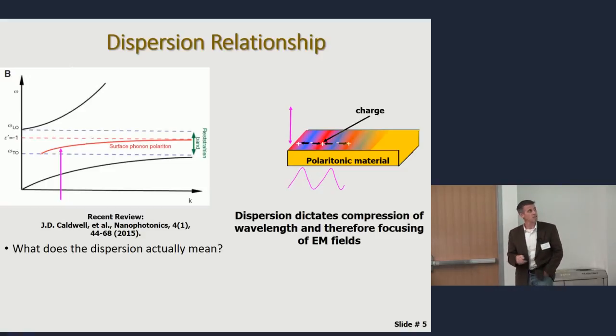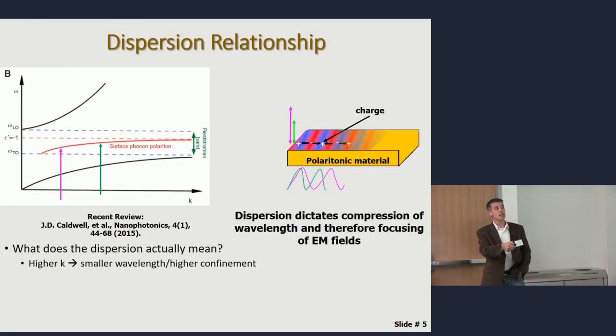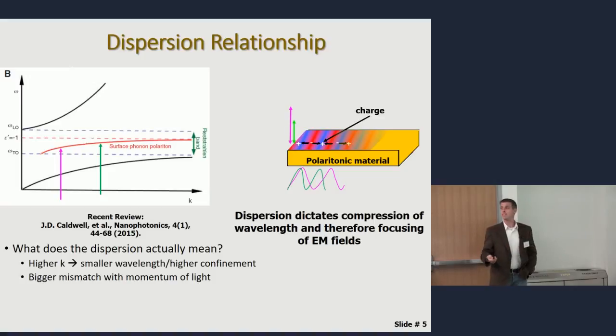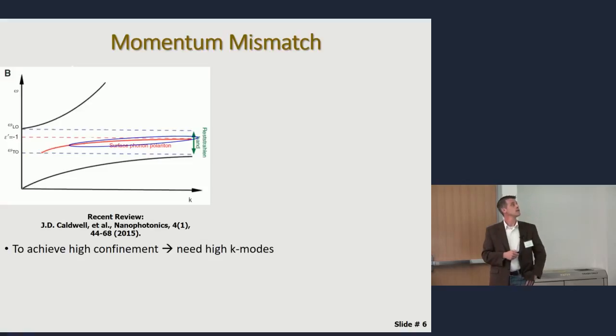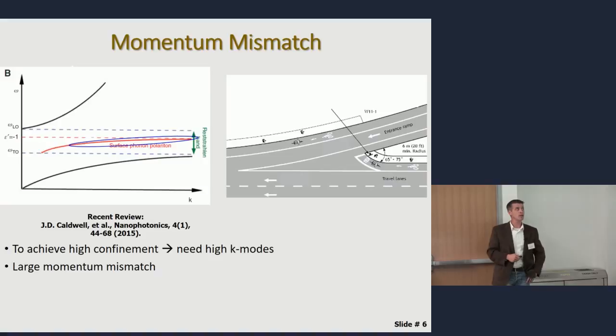But if we ignore that for a minute, if I launch a polariton at this frequency, right, I'm going to have this wavelength, right? And an evanescent field that's going to extend a good distance above. As I push down deeper along, this evanescent extent shrinks, and so does my polariton wavelength, right? But this also means, like I said, a bigger momentum mismatch that I need to overcome, right? So to be able to achieve this high confinement, we need to have these high K modes. So how do we actually get there?